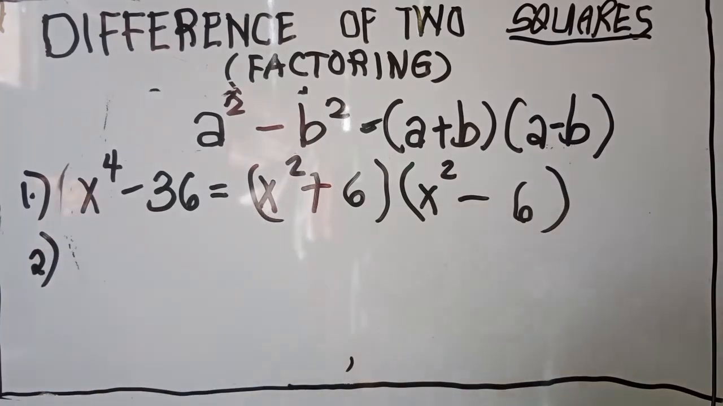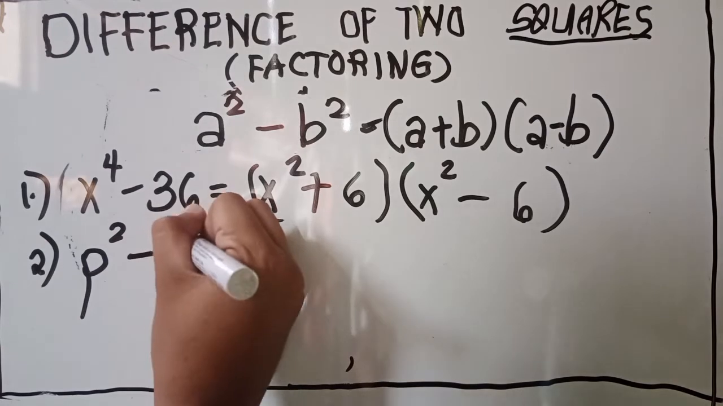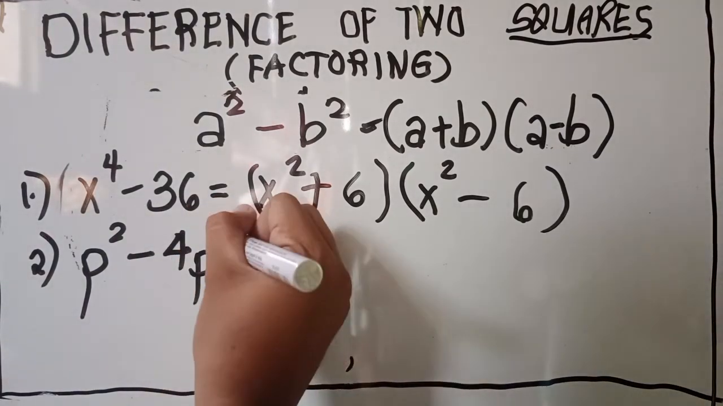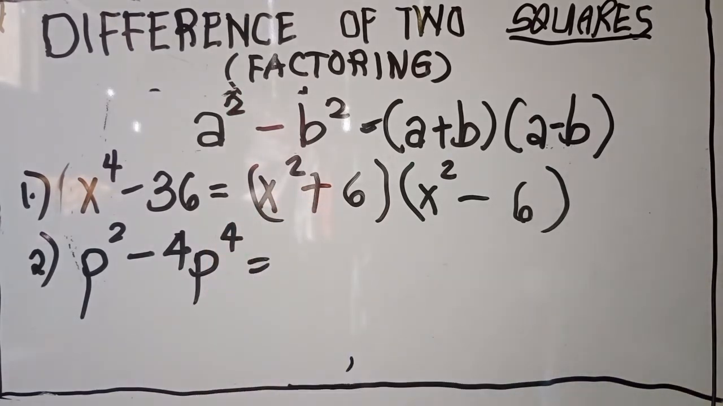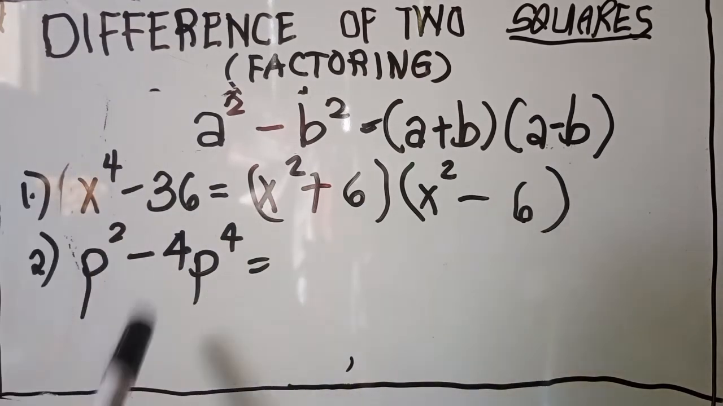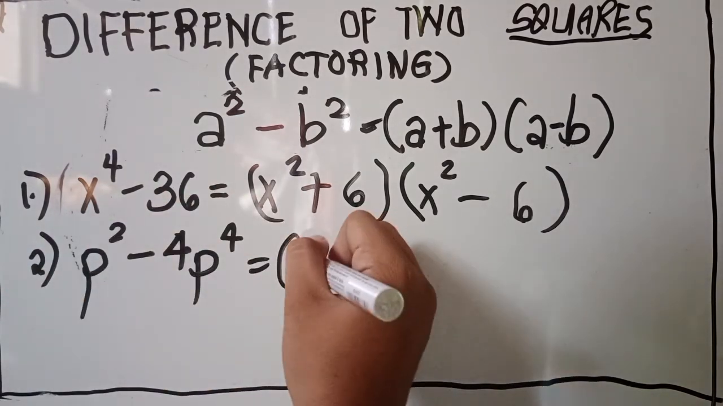Example number 2. p squared minus 4p raised to the power of 4. So how are we going to factor again? Difference of two squares. So let's get the square root of each term separated by a subtraction sign. Now, there are sometimes that a certain variable is being paired with a certain number, a numerical coefficient. So what are we going to do now? So same rule, get the square root. So that's p.